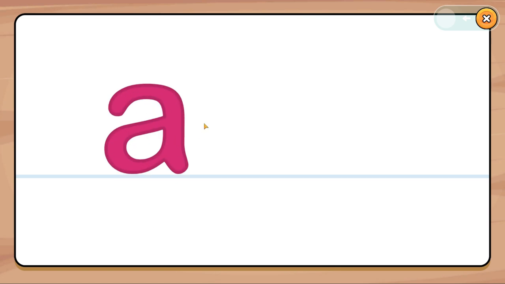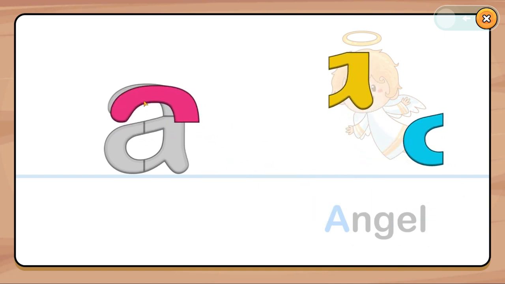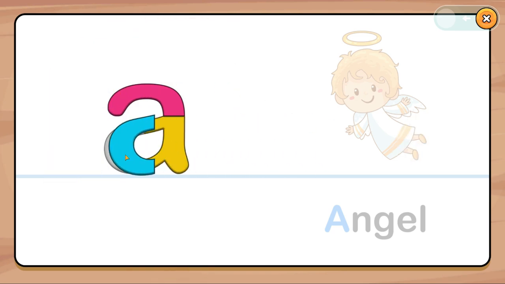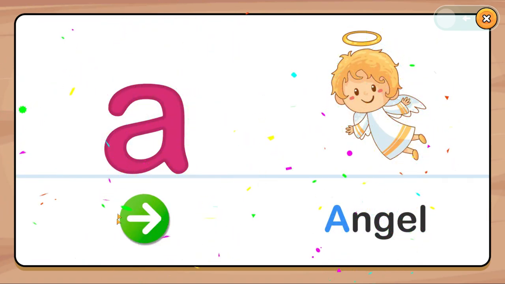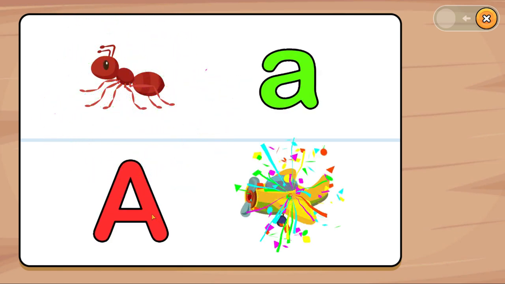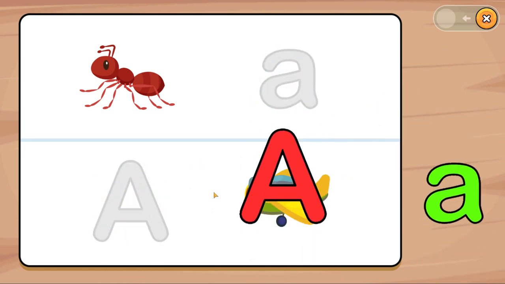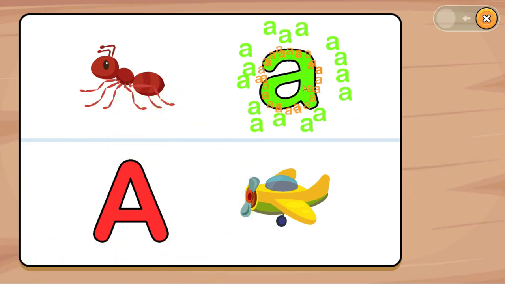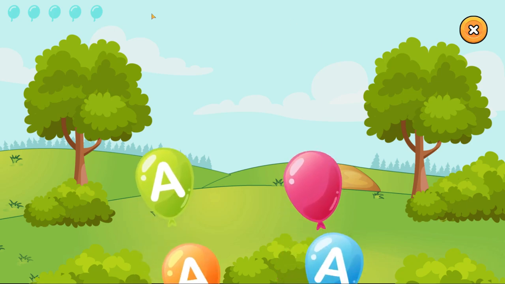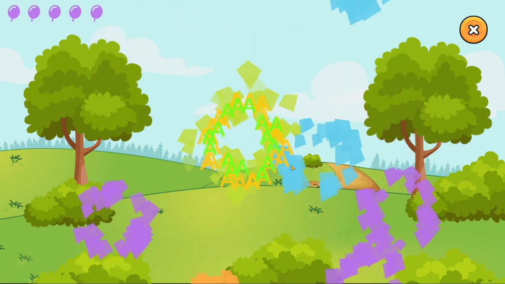A is for angel. Great. Good job. Smart. A is for ant, and for airplane. A. Well done.